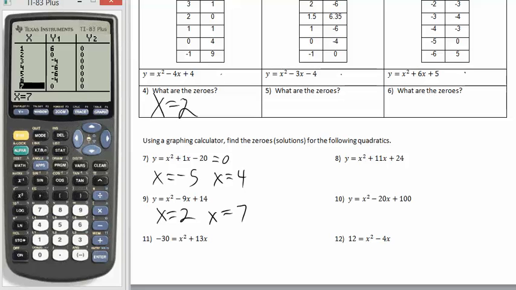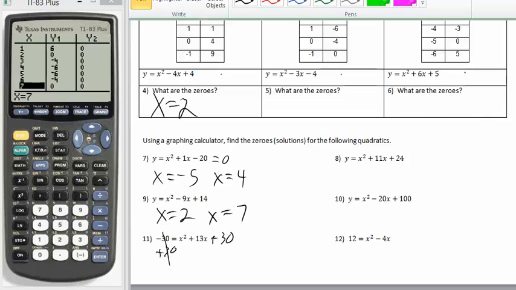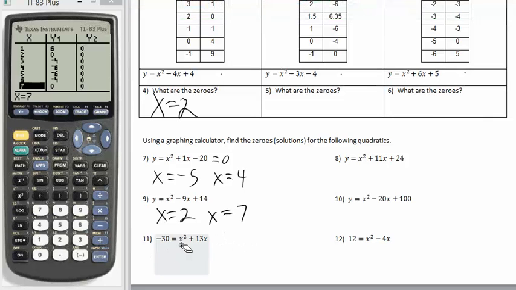All right, so now on number 11, what we normally do, and what we're going to have to do when we're solving these by hand, is we want to get this equal to 0. So what we're going to do is add 30 to both sides of the equation. Okay, so now this is equal to 0, and we can just plug that in, and we'll get our answers that way. I did want to show you, though, that we can do this one without doing that step if we're using the calculator. Later on, when we do it by hand, we're going to have to do that step. But if we're doing it on the calculator, I want to show you what happens.